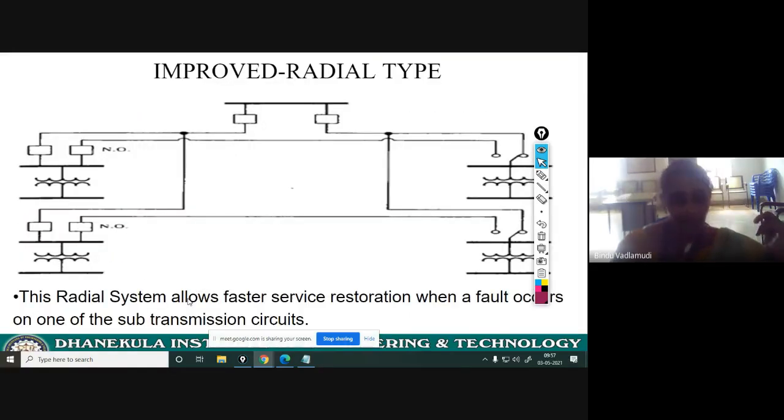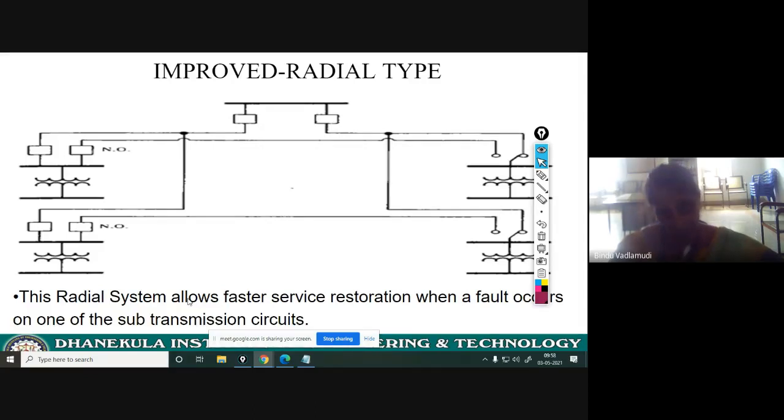How do we overcome it? By providing a backup. What backup is provided? How are they connected? Each and every substation acts as a backup for the other substation. The connections are improvised in such a way that one substation acts as the backup for the other. So the improvised radial system has overcome the drawback we observed in the radial system.